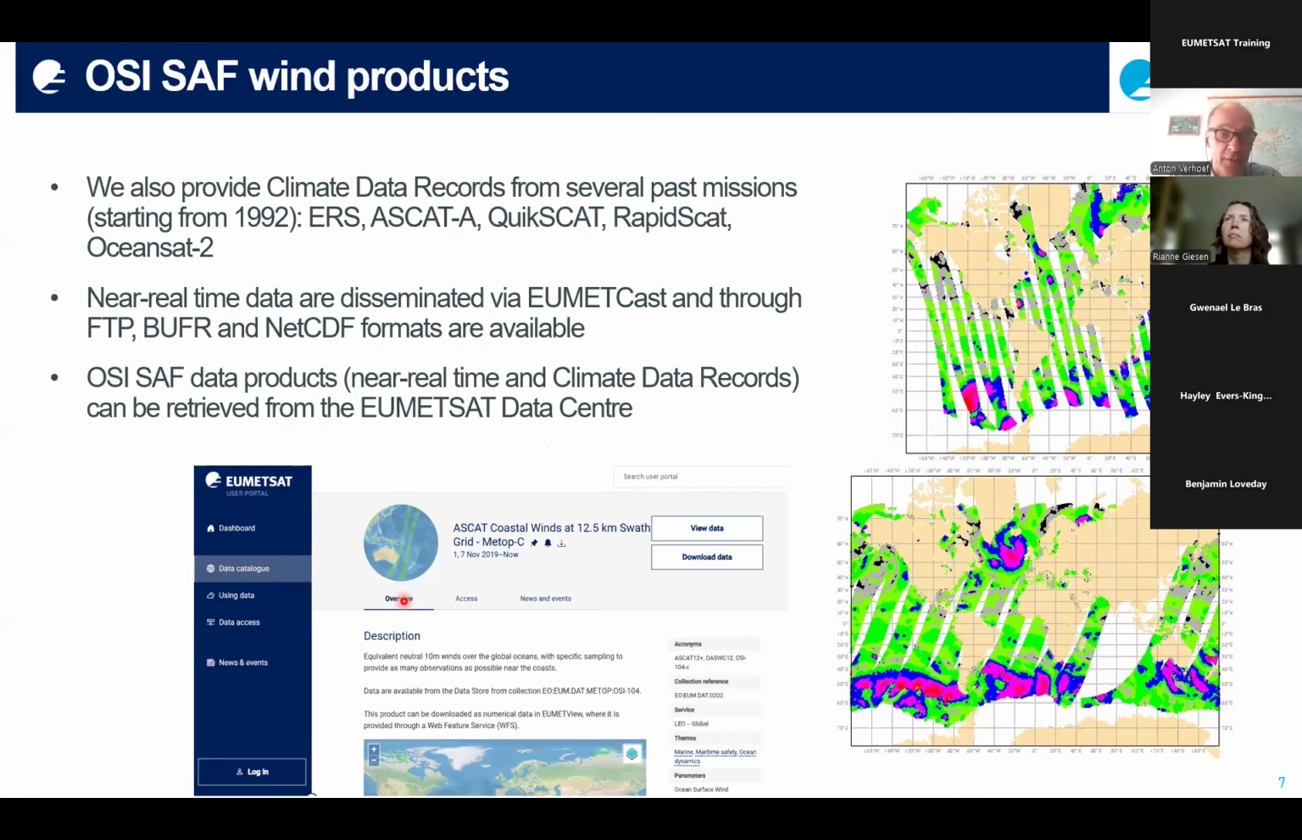And we also provide climate data records on level 2 from several past missions, and actually they already start from 1992. So you can see some examples here. The near real-time data are disseminated through the EUMETSAT satellite system by EUMETSAT, and they're also available on FTP server. The data formats that we support are buffer and netCDF. And you can also retrieve the historic data, so both the historic near real-time data and the climate data records from the EUMETSAT data center.